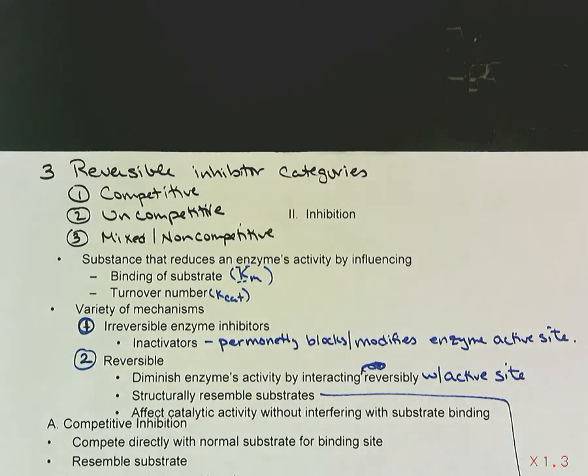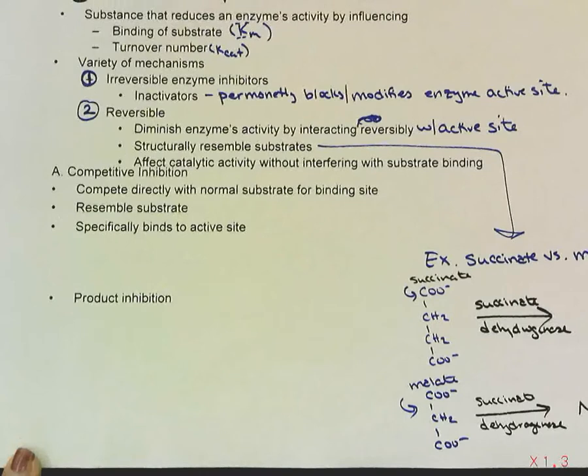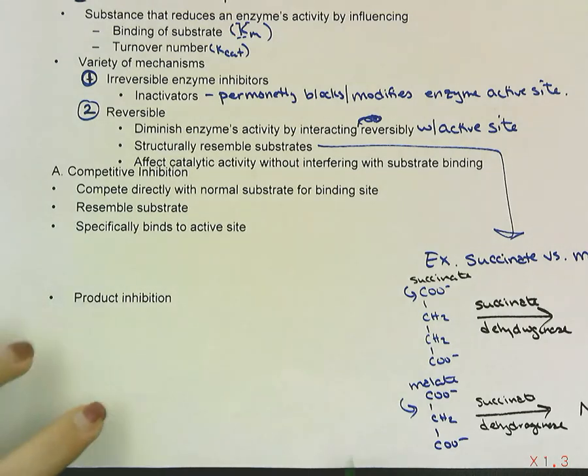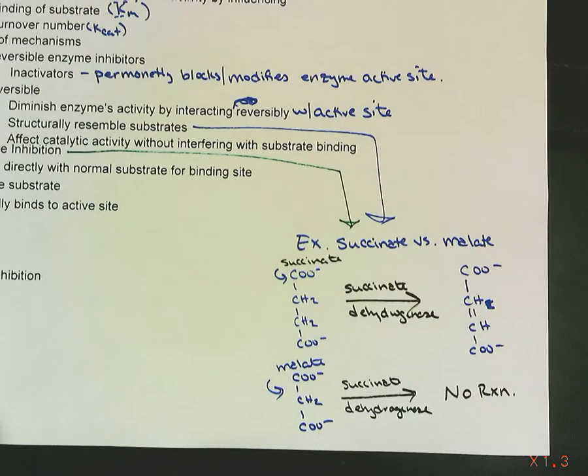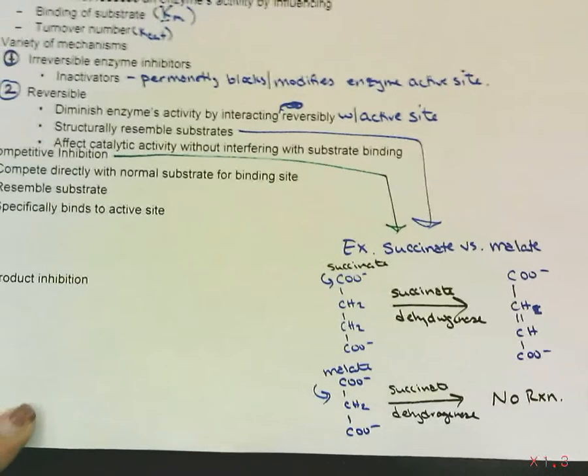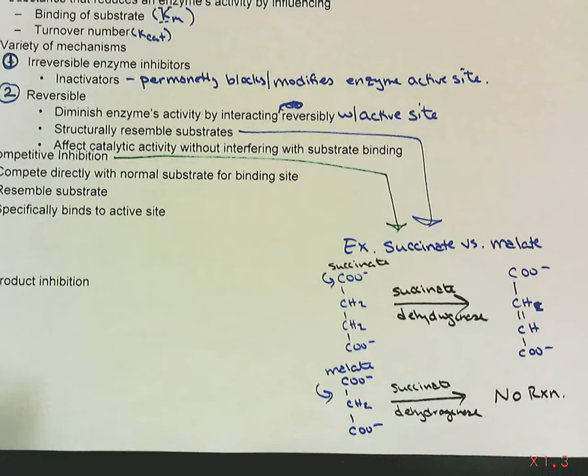So let's look at competitive first. A competitive inhibitor competes directly with the substrate. It resembles the substrate. So an example of competitive inhibition is the one we just did: succinate versus malate for succinate dehydrogenase. It competes directly with the normal substrate for the active site and physically resembles the substrate. So that would be an example of a competitive inhibitor.